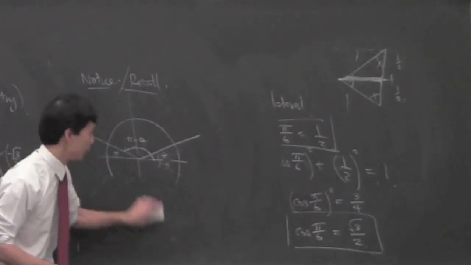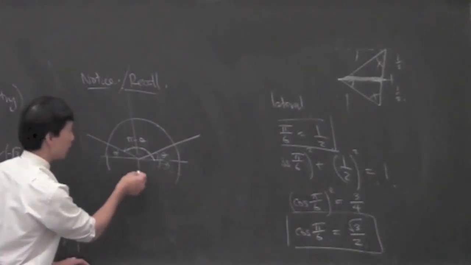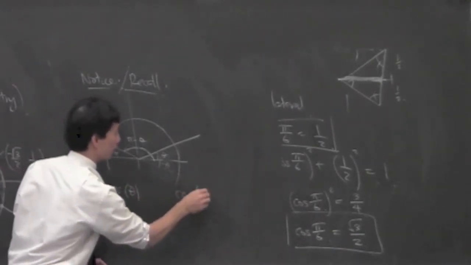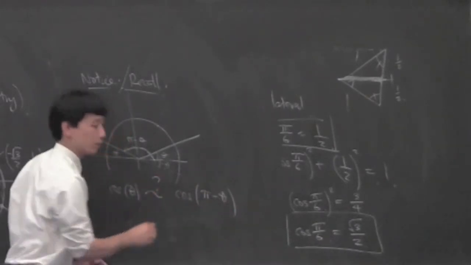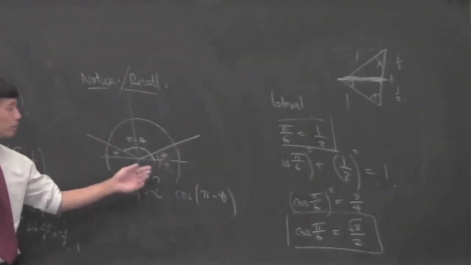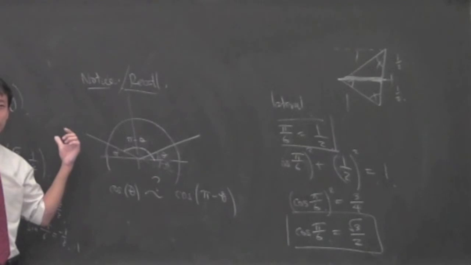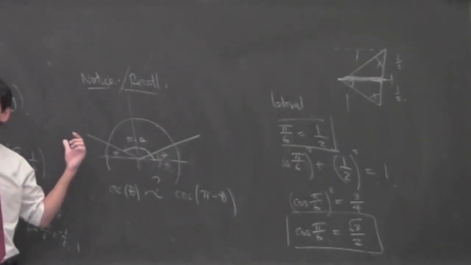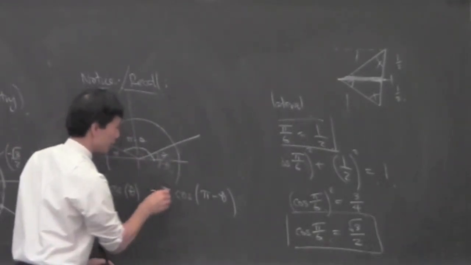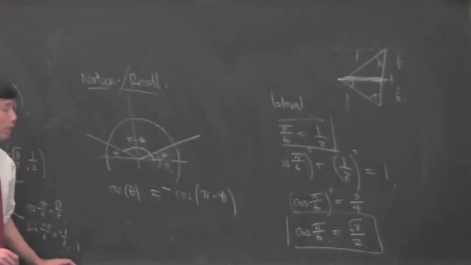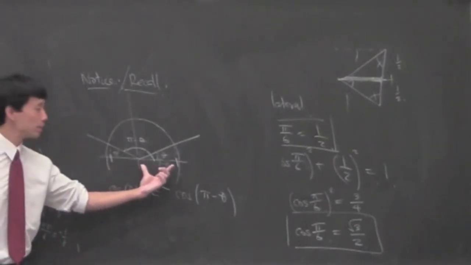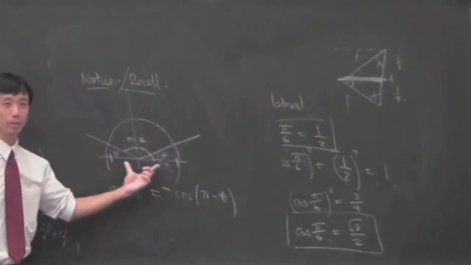Those of you who were here last time, don't give away the answer. But what's the relation between cosine of theta and cosine of pi minus theta? What's the relation between the cosines of these two angles? They are negatives of each other. One will be the negative of the other, because the x-coordinates have the same magnitude, but in opposite directions. So they're negatives of each other.